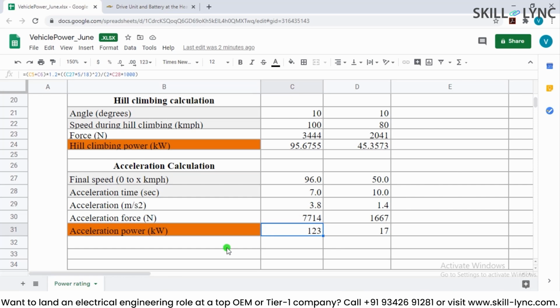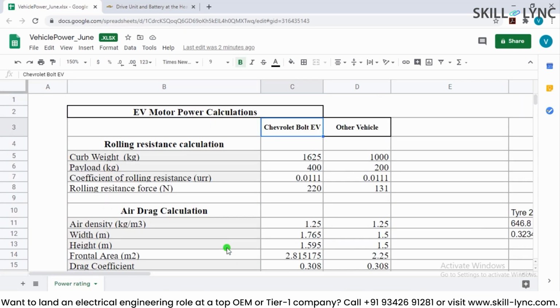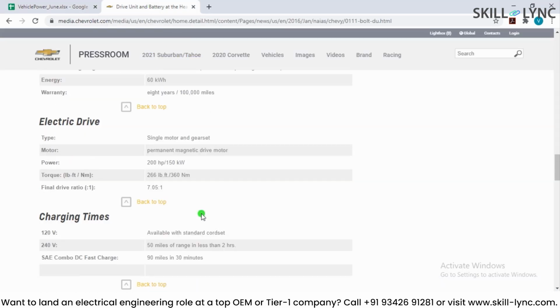So keeping all these values in mind and all this basic mathematics, we can assume that the power estimation for this type of the vehicle is equivalent to 150 kilowatt. So 150 kilowatt may be the continuous rating of this motor used in Chevrolet Bolt EV, but the peak power rating and the peak torque demand can be different.